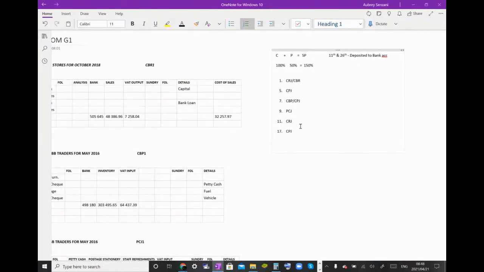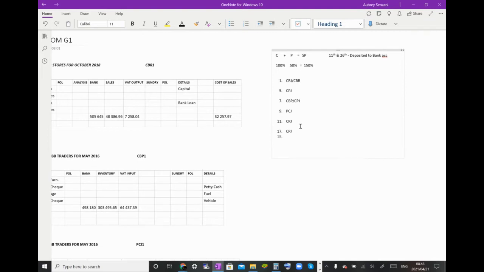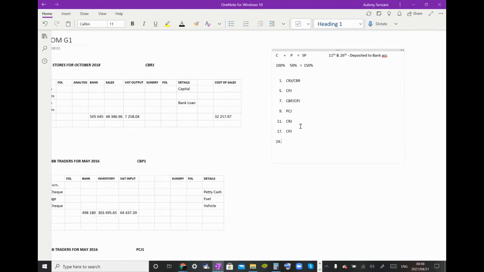Then on the 24th, it says received 250,000 from XYZ Bank in the form of a loan. The money was transferred directly into the bank account of JB Traders. Okay, so again, we are receiving money. So on the 24th, it's going to be the cash receipts journal.